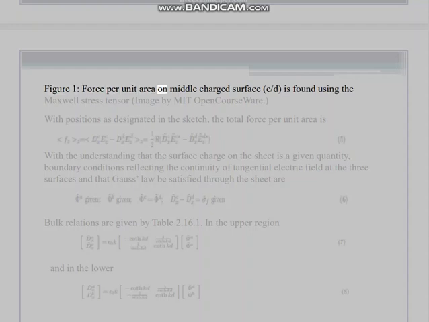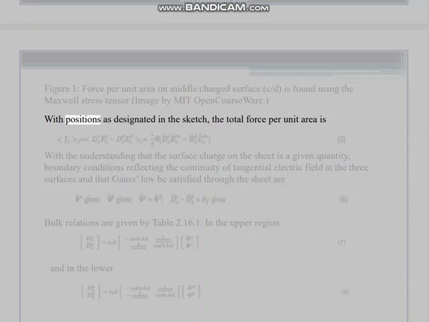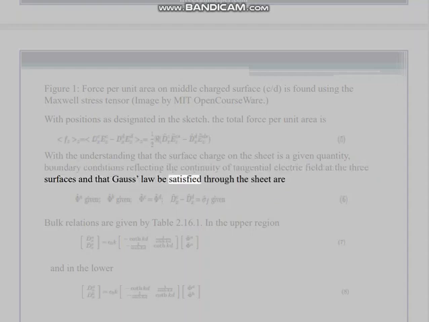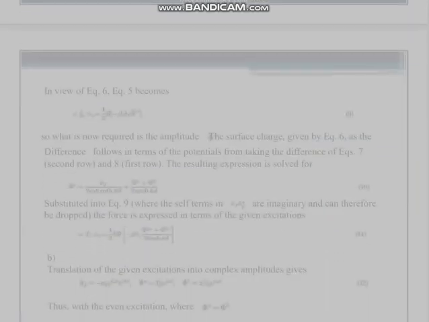The force per unit area on the middle charged surface is found using the Maxwell stress tensor. With positions as designated in the sketch, the total force per unit area is as given, with the understanding that the surface charge on the sheet is a given quantity, boundary conditions reflect the continuity of tangential electric field at the three surfaces, and Gauss's law is satisfied through the sheet. Our bulk relations are given by Table 2.16.1, in the upper region and in the lower. In view of Equation 6, Equation 5 becomes as follows.